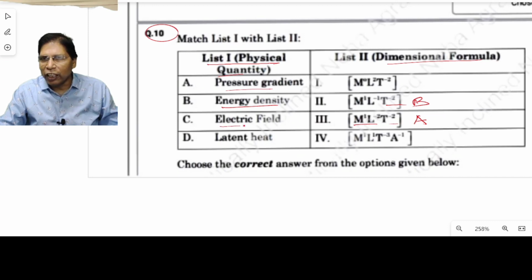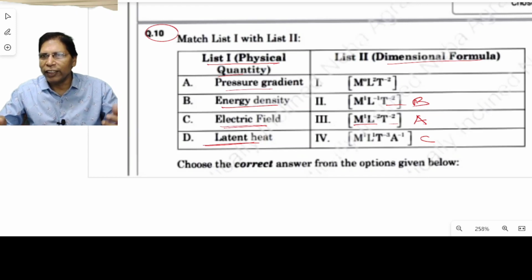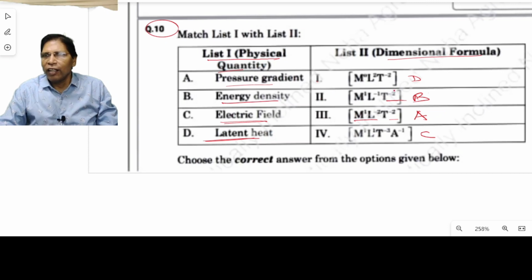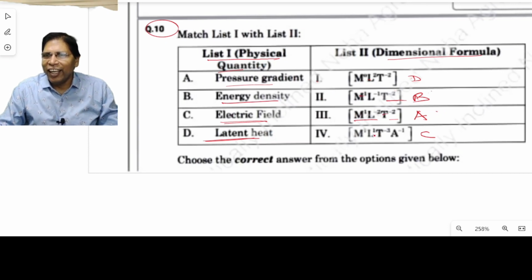Okay. Now, electric field, this is the force by charge. Okay. Now look at this, this is the C. Latent heat, this is the heat by mass. So look at this, this is the D. Therefore, 1D, 2B, 3A, and 4C is the answer.